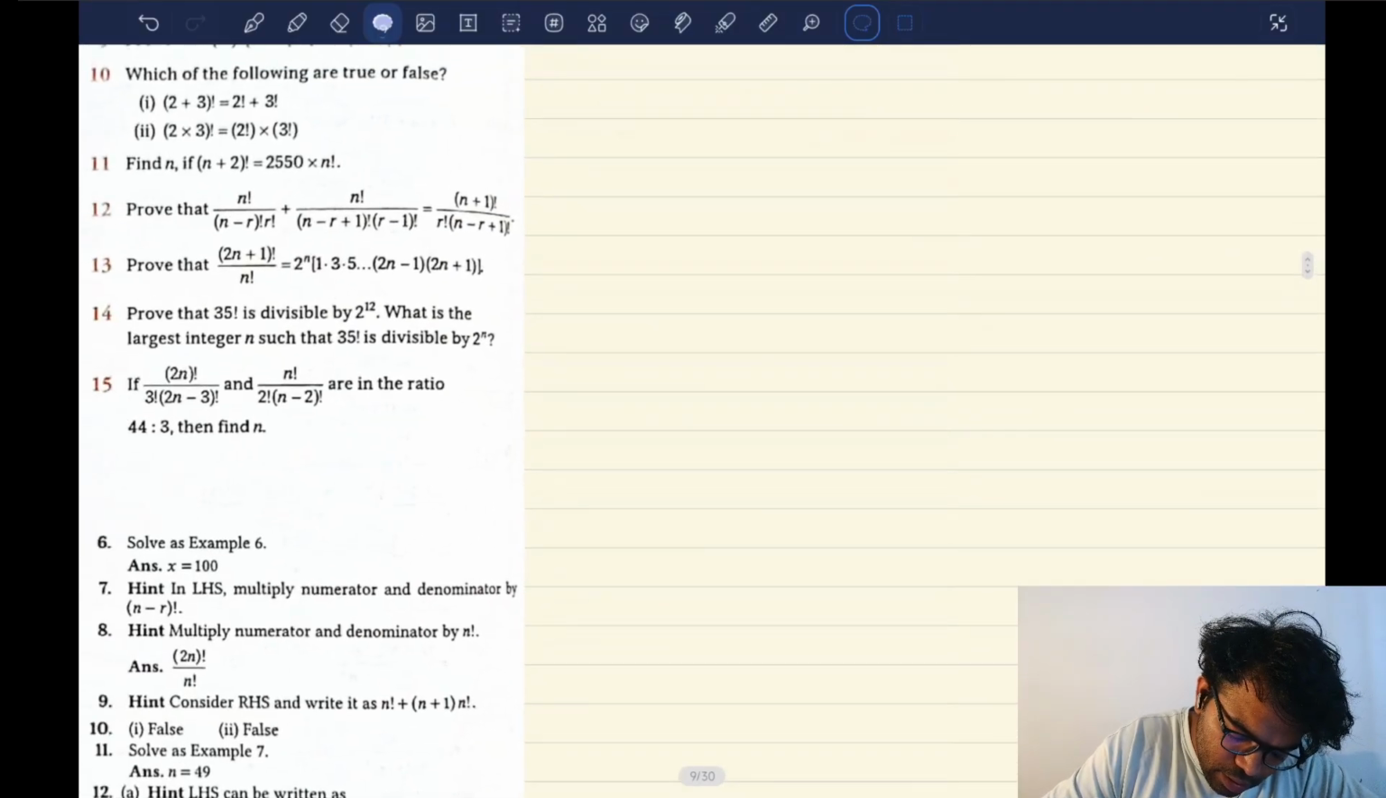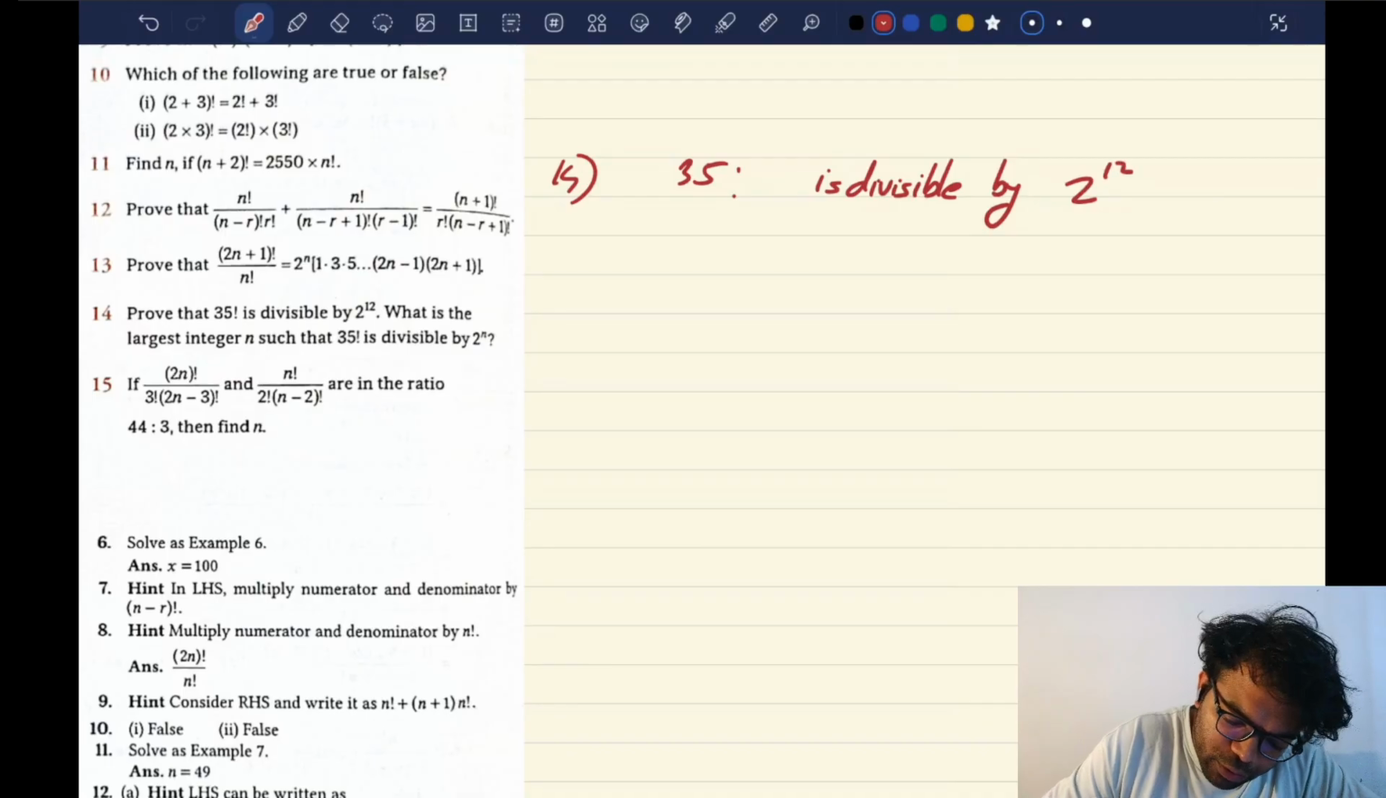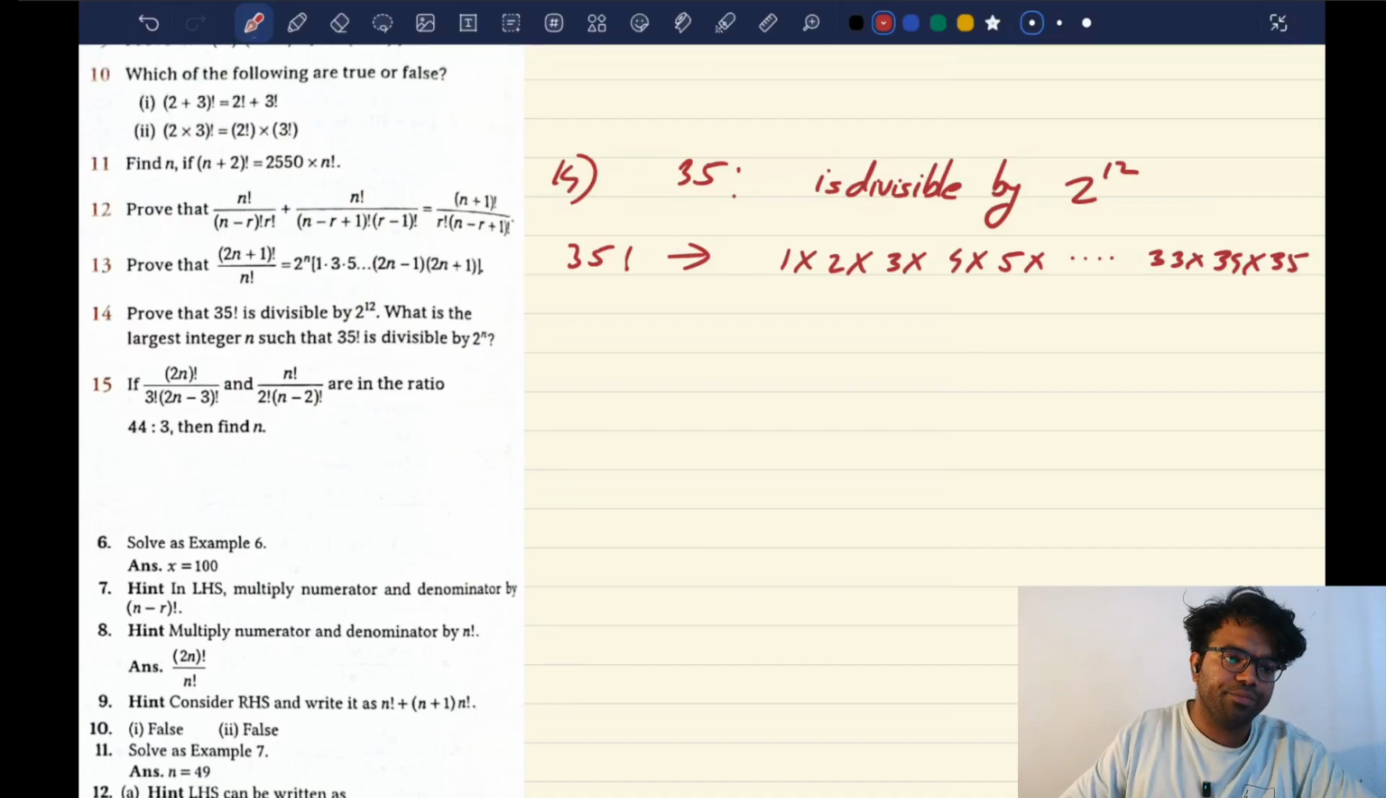So you have proved that question number 14. Now 35 factorial is divisible by, I want you to do this with me, Drupad, by 2 to the power of 12. So 35 factorial can be written as what? 1 into 2 into 3 into 4 into 5 into 33 into 34 into 35, right?